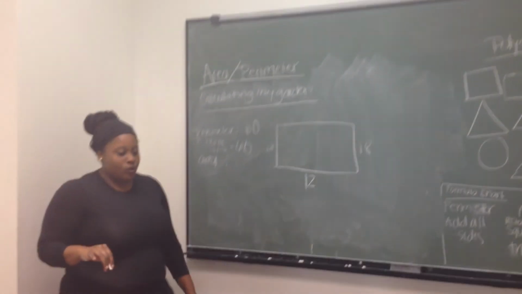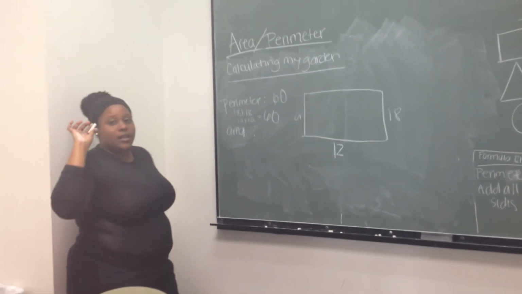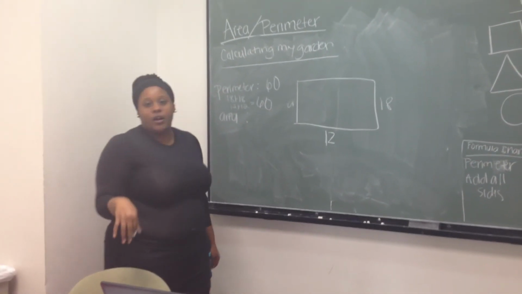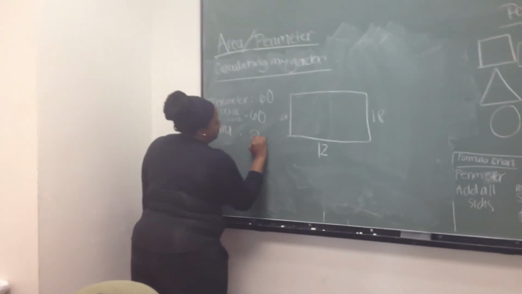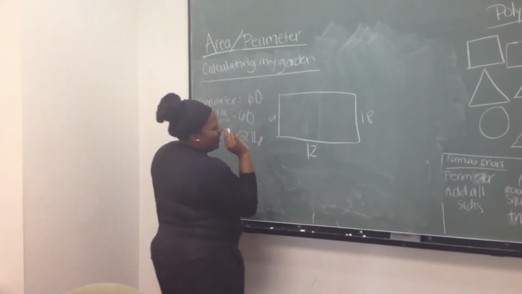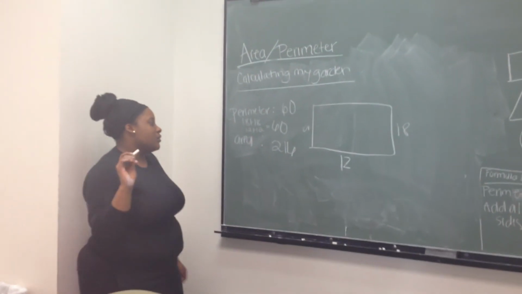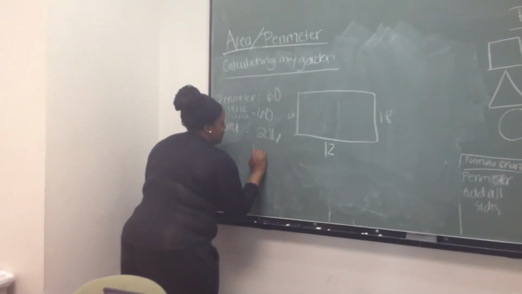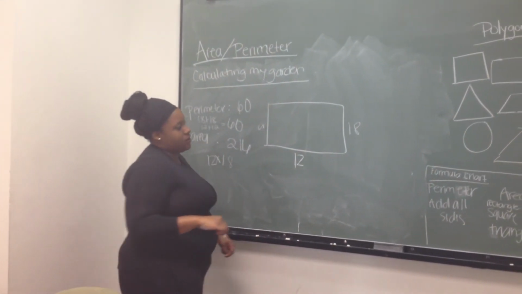Okay, group 4, could you tell me the area for the garden? 216. And remind me how you came up with that answer? We multiplied 12 times 18.